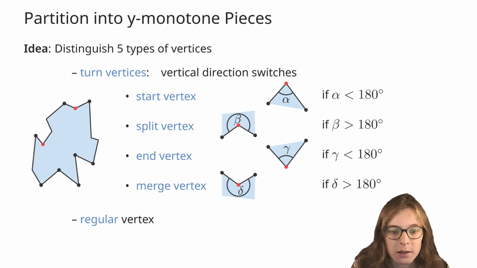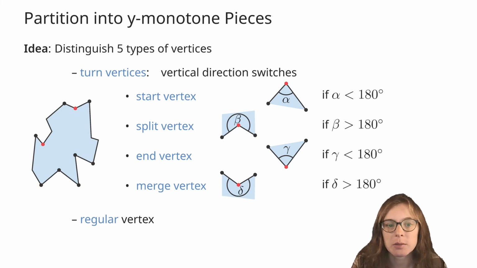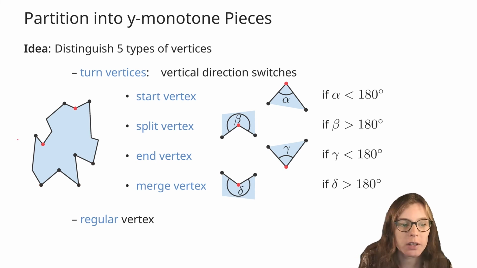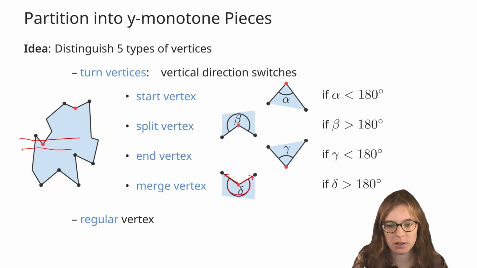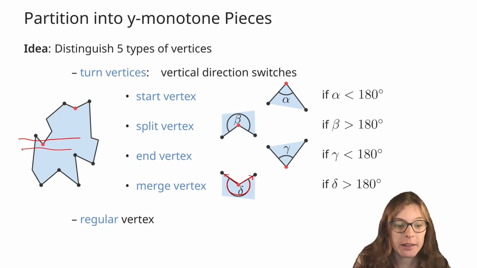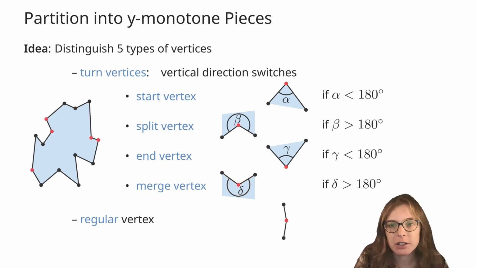And finally, there is a merge vertex, which is the symmetric case of a split vertex. When a sweep line passes a merge vertex, the 2 connected components on the line merge into 1. The 2 incident edges to the vertex are going upwards, but the interior angle of the polygon is now greater than 180 degrees. Finally, there is a regular vertex. This is the vertex where the vertical direction of the boundary does not switch.